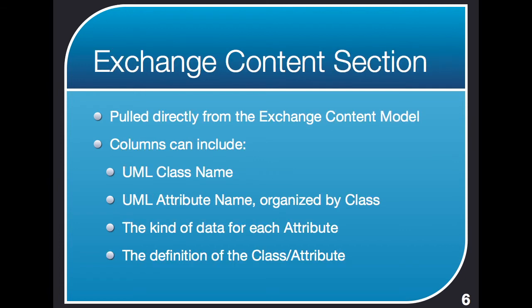The first section, the first set of columns, which is the exchange content section, is, well, the information is pulled directly from your exchange content model. And you'll typically have columns for the class name and for attribute names, and then typically people will group attributes under their class. It just sort of makes sense. Some people will put them all in one column. Some people will have a separate column for the class name and then one column over for the attribute because it gives more of a visual separation.